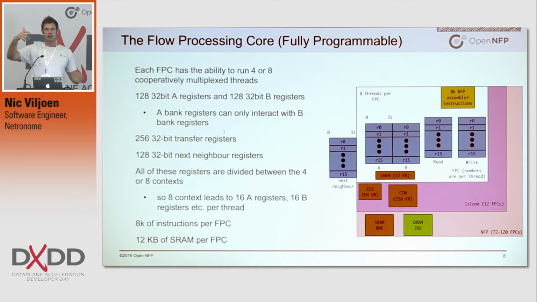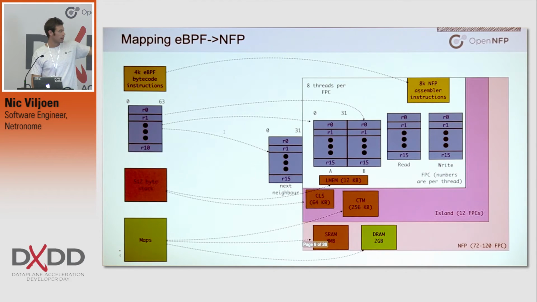each other. Usually, is this framework targeting only SmartNICs? This is the SmartNIC. This is our architecture. So at this point in time, this is the architecture. On the next slide, I'll explain how eBPF then maps to this.